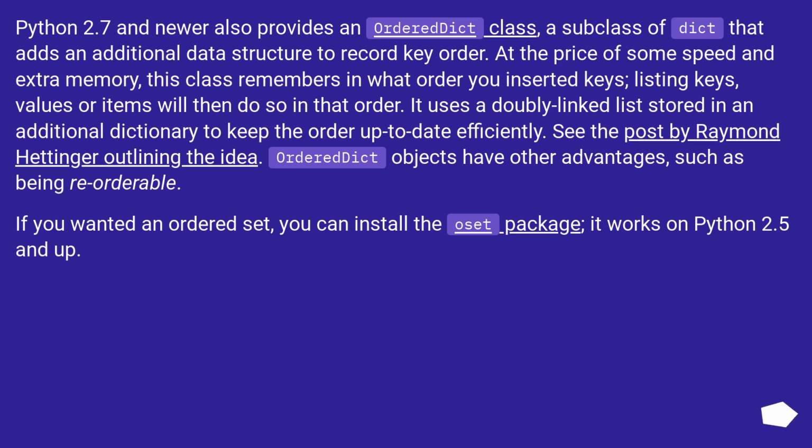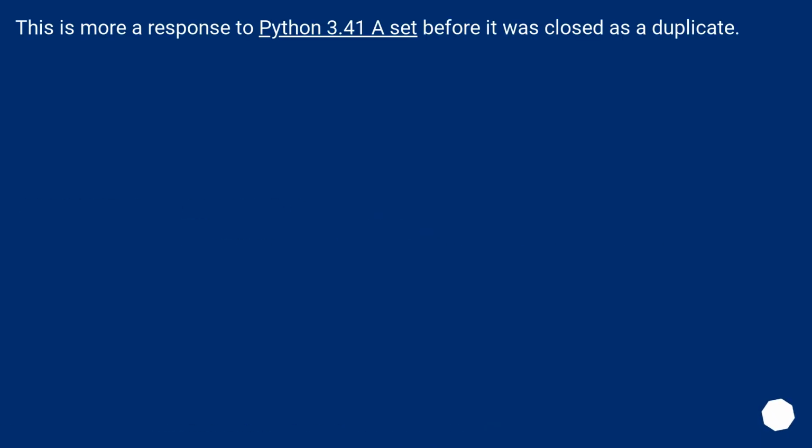See the post by Raymond Hettinger outlining the idea. OrderedDict objects have other advantages, such as being reorderable. If you wanted an ordered set, you can install the oset package. It works on Python 2.5 and up. This is more a response to a Python 3 question about a set before it was closed as a duplicate.